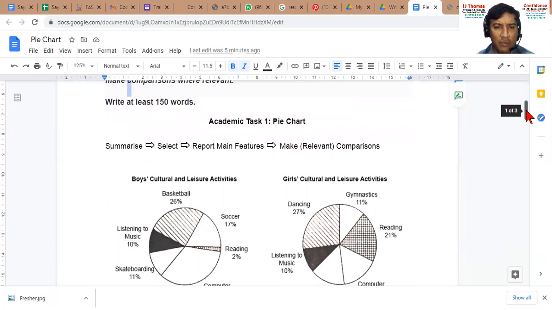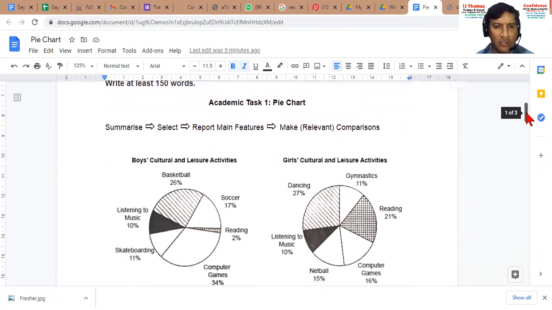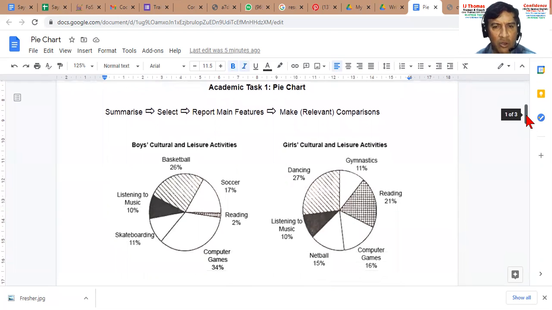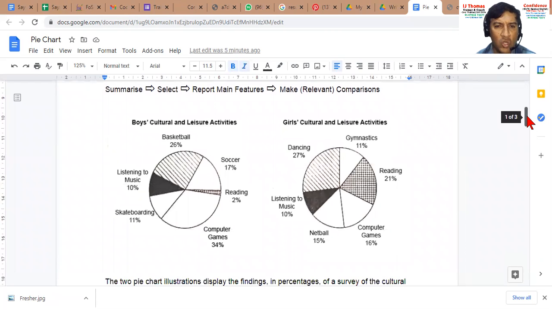If you are using a paper based test, write 7 sentences per line on your answer sheet, and you should be easily able to cross the word limit. Leave a line between paragraphs.